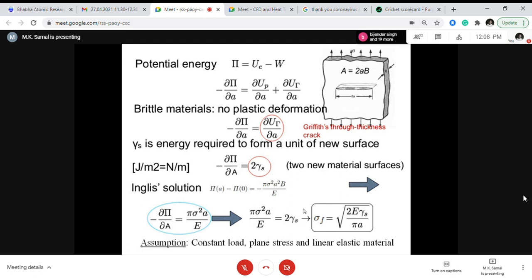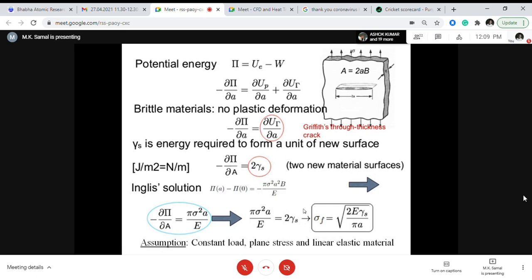If that factor is less than the material value that we have determined in the lab from a small specimen, then the crack is safe and you can allow it to operate. If it is not, then the crack can grow, and it is unsafe. So this is the concept of linear elastic fracture mechanics, which is now widely used.